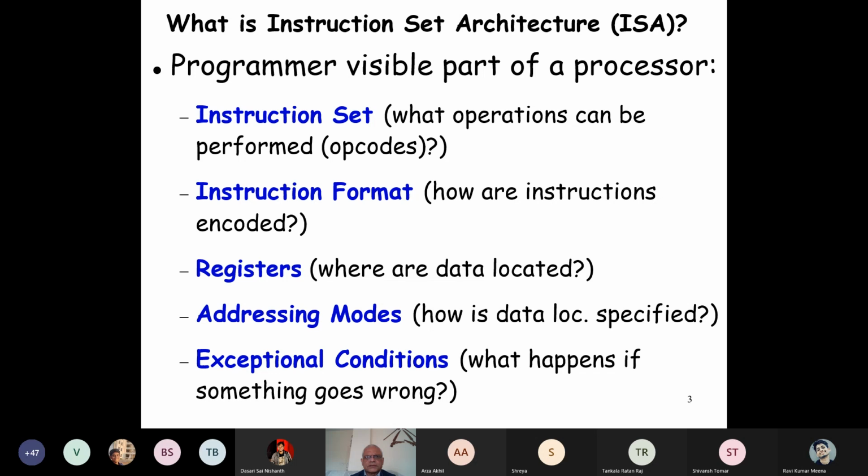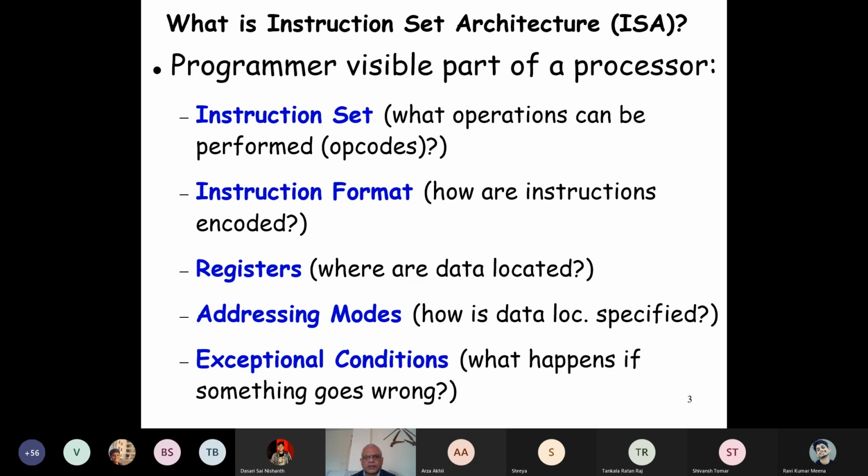A very broad answer is it's the programmer visible part of a processor. The aspects of a processor which the programmer needs to know. Assembly programmer, not the high-level programmer. It is the assembly programmer visible part of a processor. But what exactly does the assembly programmer need to know about the processor? The first thing, of course, is the instruction set. What are the operations that are supported by the processor, or in particular, the opcodes supported by the processor?